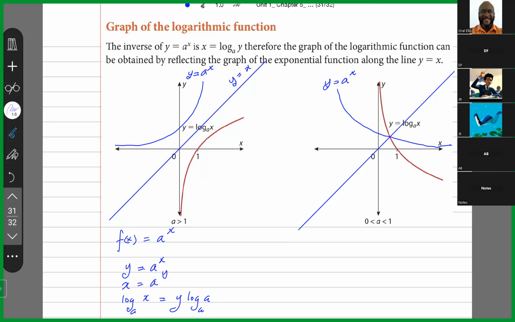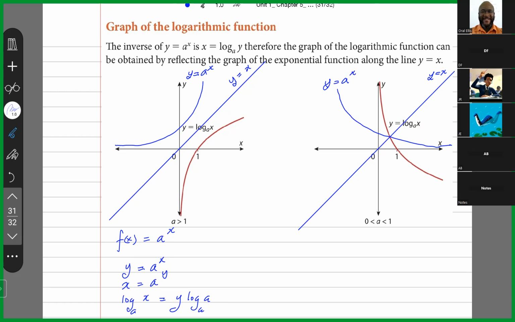And of course, if I reflect it in the line y is equal to x, so this is still the line y is equal to x, I'm going to get the graph of y is equal to the logarithm of x to the base a. So this is something to have a mental appreciation of, that the graph of y is equal to log to the base a of x is the inverse of the graph of y is equal to a to the x.